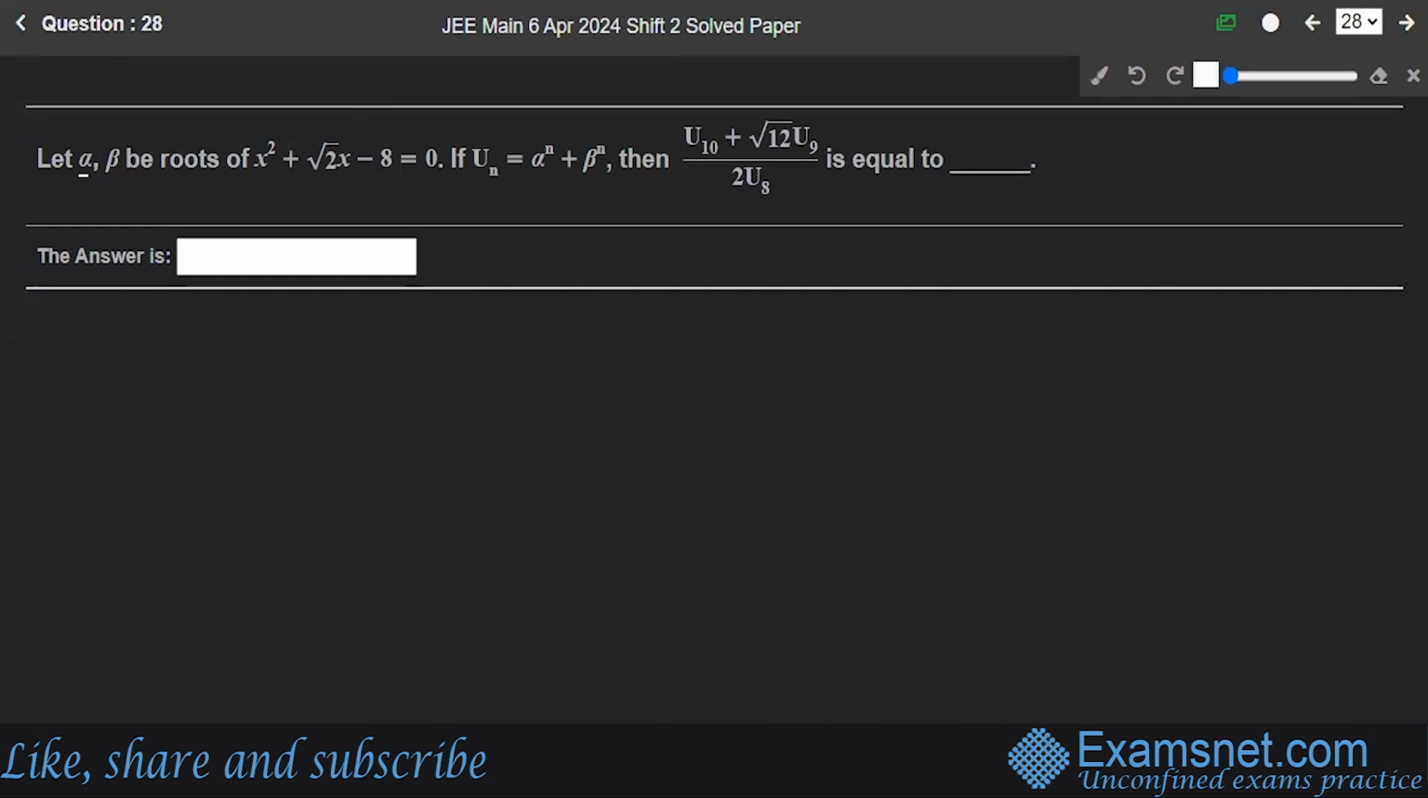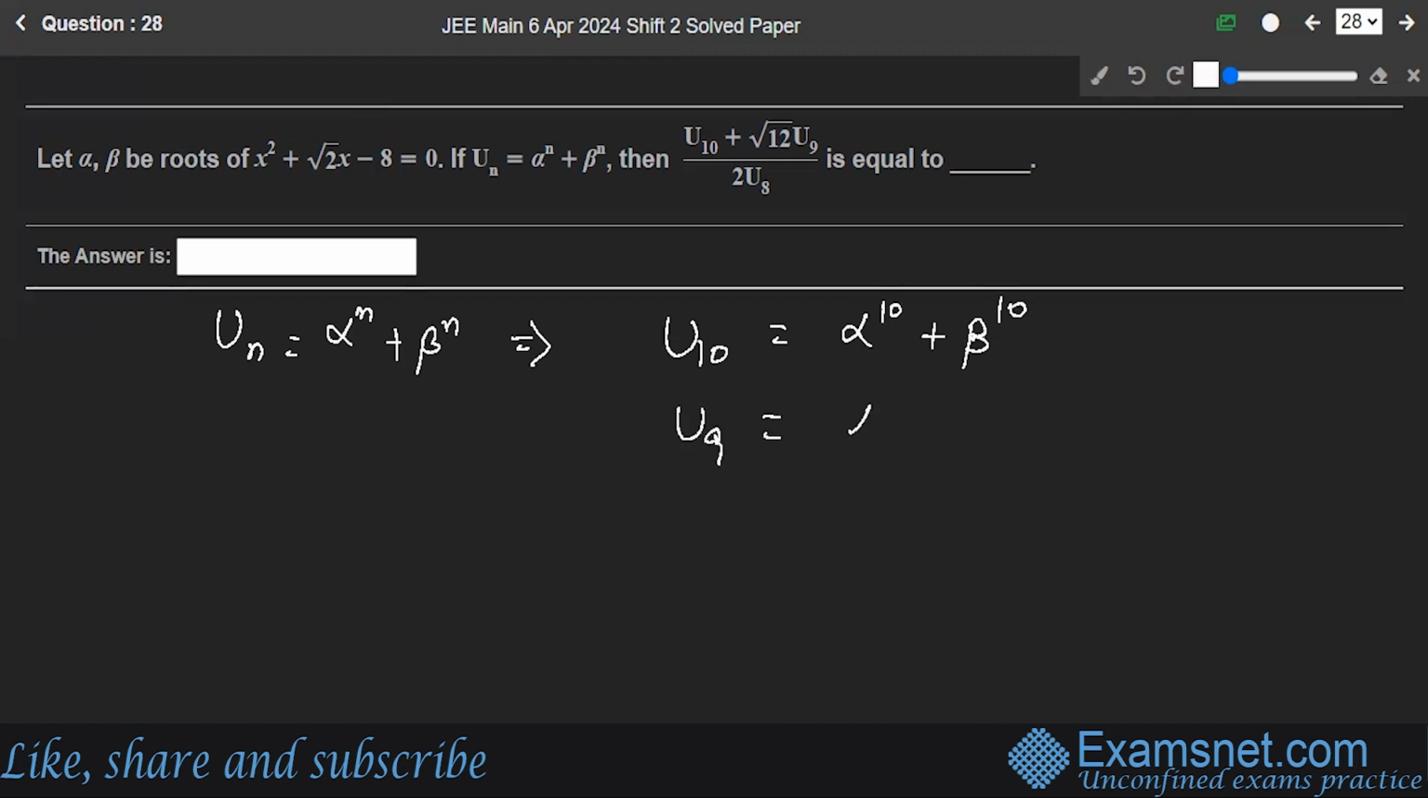Question number 28, let alpha and beta be the roots for this equation. If Un is given by this, then what is the value for this expression? You are simply given the Un in the question. So let's find out U10 first. Un is alpha power n plus beta power n. So U10 will be alpha power 10 plus beta power 10.